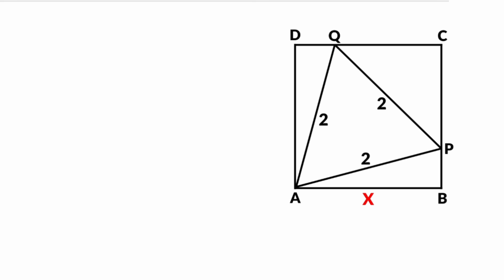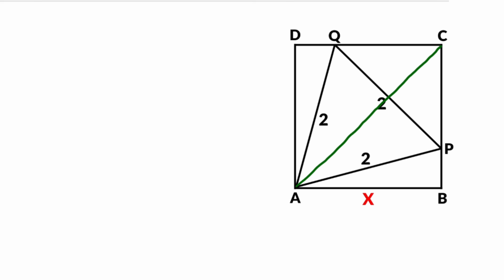Here's the key piece of information. Triangle APQ is an equilateral triangle, and each of its three sides is exactly 2 units long. Now, let's draw the diagonal of the square from point A to point C. This single line is the key to the entire solution.